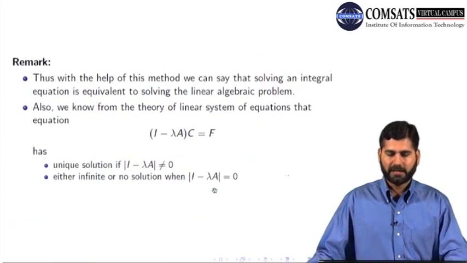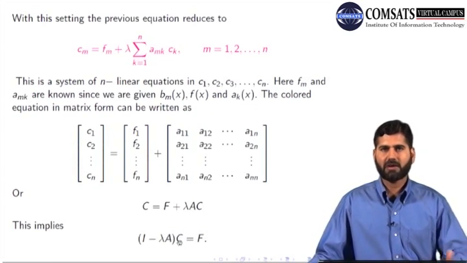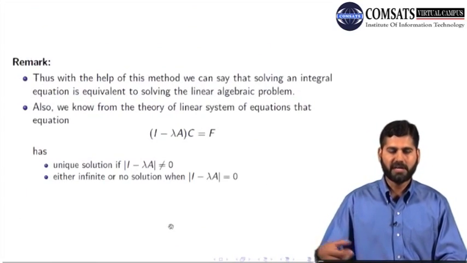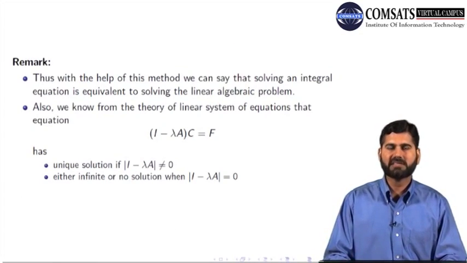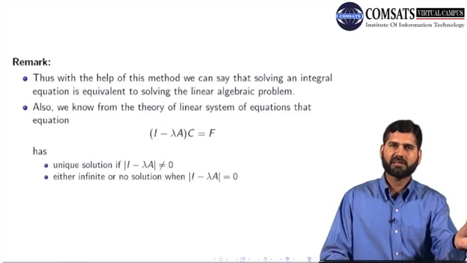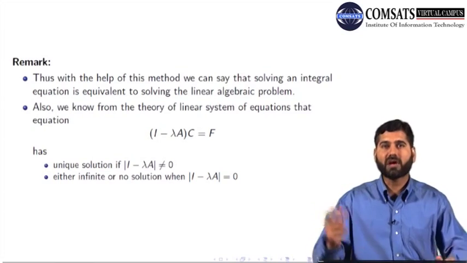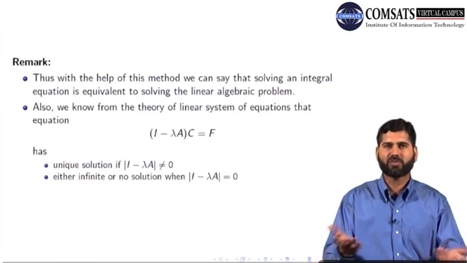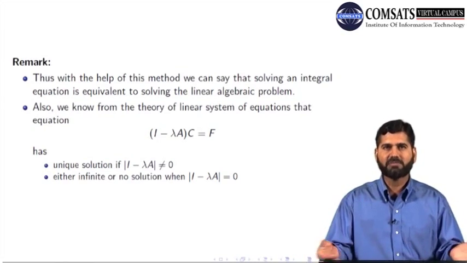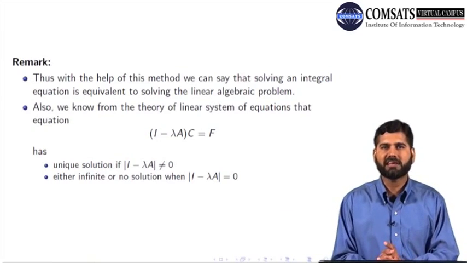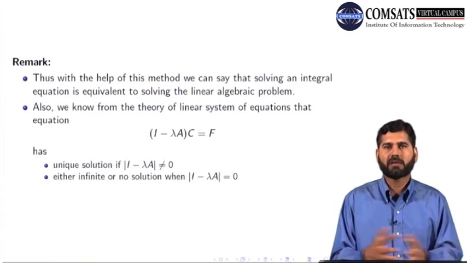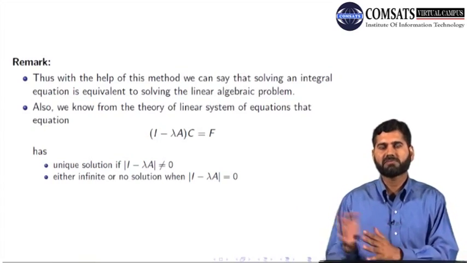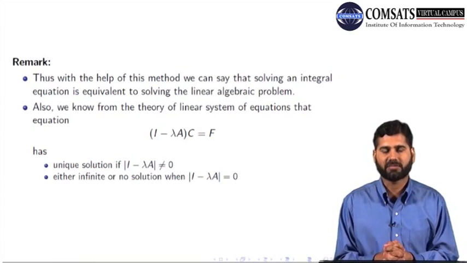So from here, this is a system of algebraic equations in matrix form. Thus with the help of this method, we can say that solving an integral equation is equivalent to solving a linear algebraic system. Either solve the integral equation or solve the algebraic equation. Which one is easier? Of course the algebraic equation is easier. No derivative, no integral sign, just constants everywhere and one unknown vector, right? There are many methods to do that. You can take the inverse, multiply on the right hand side, and you will get C.